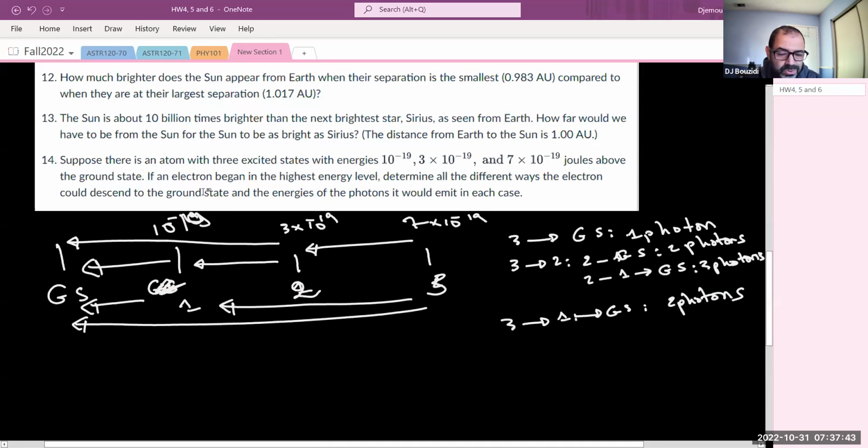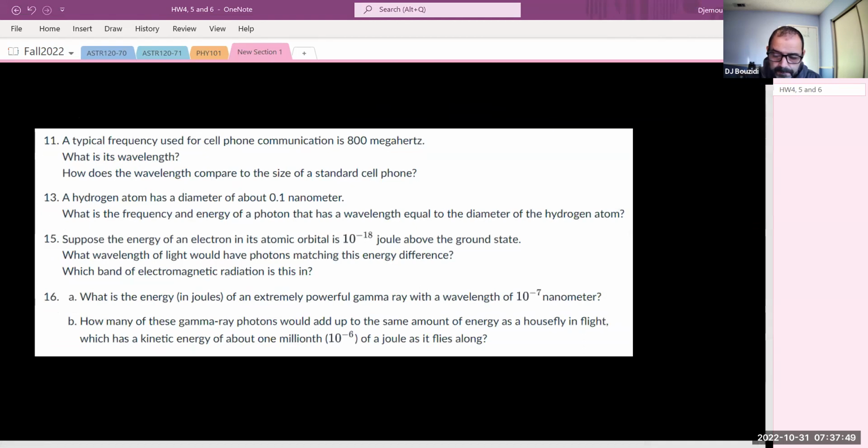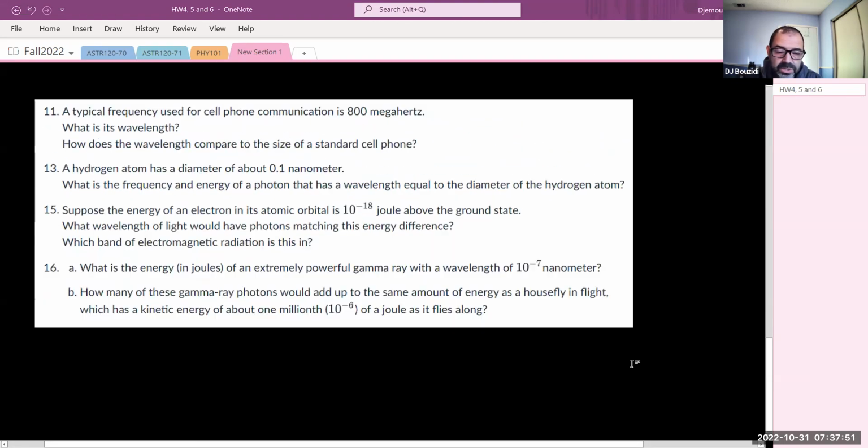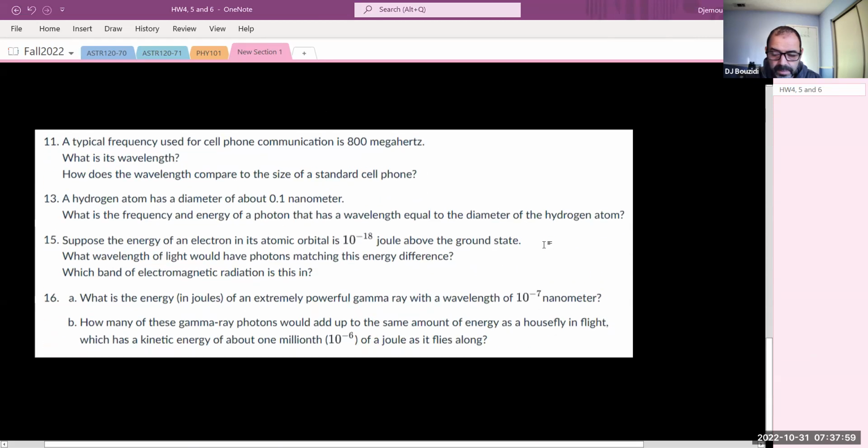For the next problem that is not assigned, you're supposed to calculate the energies and the frequencies of these transitions, okay? But that's not assigned, so you're not required to do that in this problem. The only thing in here is just to list the 3 different ways that it can descend, and those are the 3 different ways.